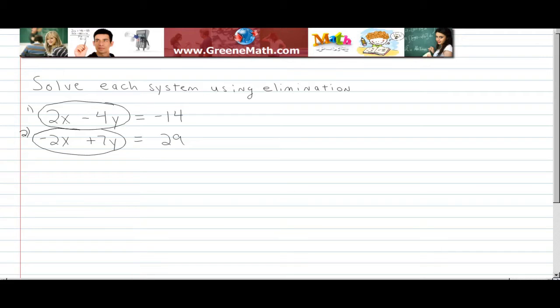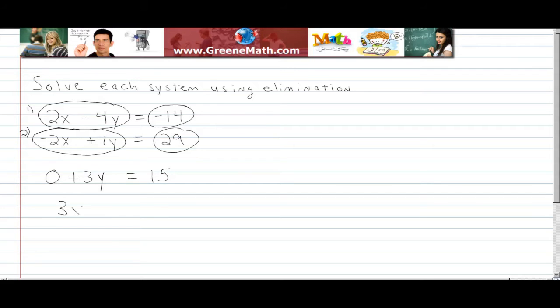Now what's going to happen is because 2x and negative 2x are opposites, that variable is going to drop out. Okay, so 2x plus negative 2x would be 0, and then negative 4y plus 7y would be 3y. So this would be 0 plus 3y when you add these two sides together, and this will be equal to this side plus this side. Okay, negative 14 plus 29 would be 15.